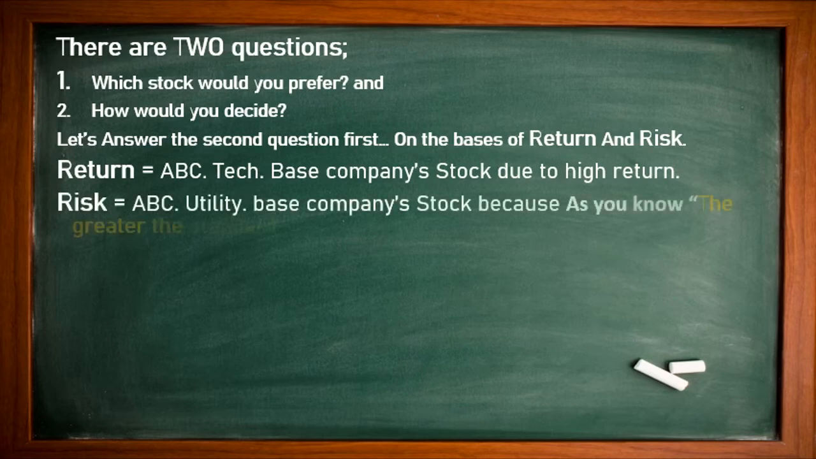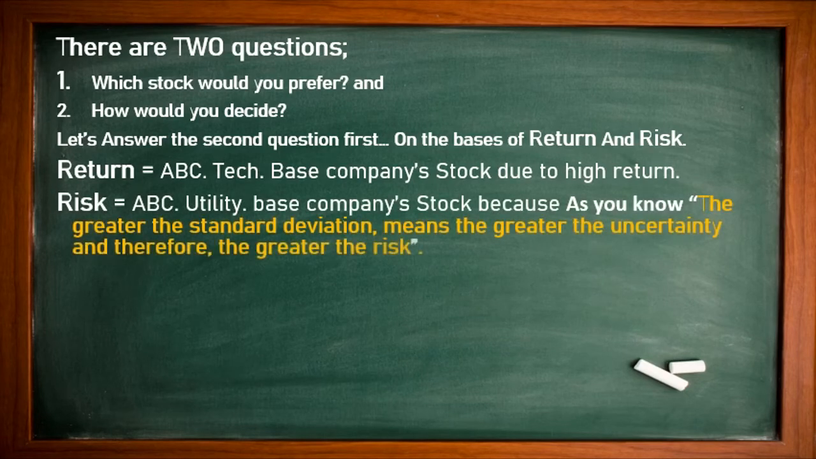But if we analyze the risk, we prefer the ABC utility based company's stock, because the greater the standard deviation, the greater the uncertainty and therefore the greater the risk. This quotation we already quoted. So if we don't want to take high risk, then we go for the ABC utility based company. Investors looking for less risk will go for the utility based company, and investors who are considering high return will go for the ABC technology based company.